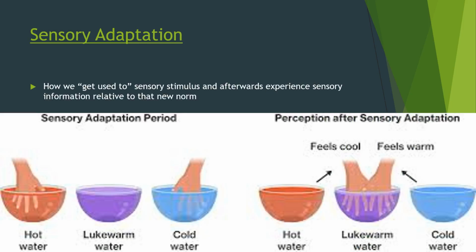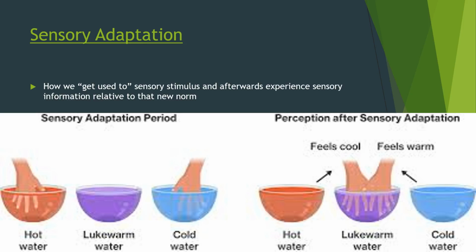Let's talk about sensory adaptation. So this is very similar to habituation and sensitization. Sensory adaptation is how we get used to certain stimuli after experiencing that information. And so we start to experience things relative to the new norm. So in this case, it's not so much whether or not we feel things or don't feel things, although that does happen in this situation. Instead, it's how we perceive things in a very relative way.